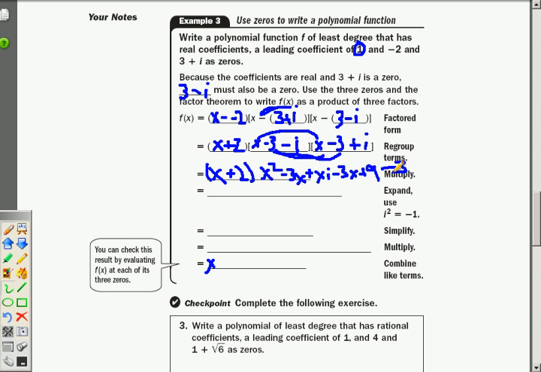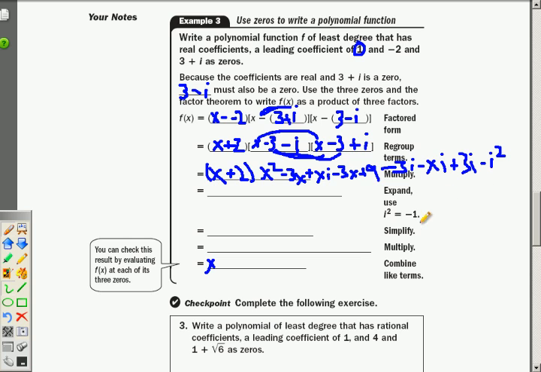See, I'm multiplying this -3 by everything over here. Minus 3i. And then I'll multiply -i by everything. -i times x is minus xi. -i times -3 is plus 3i. And -i times positive i is -i squared.